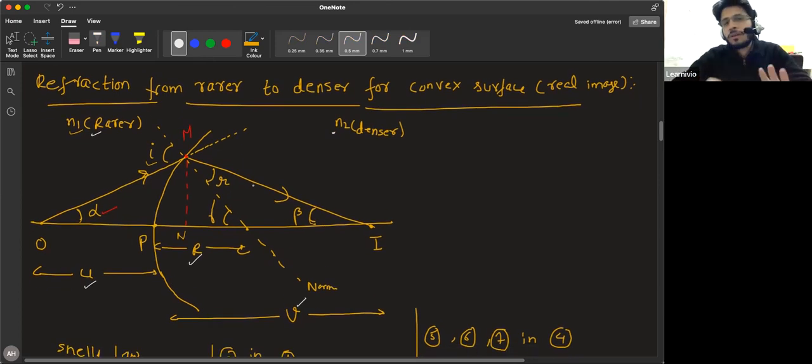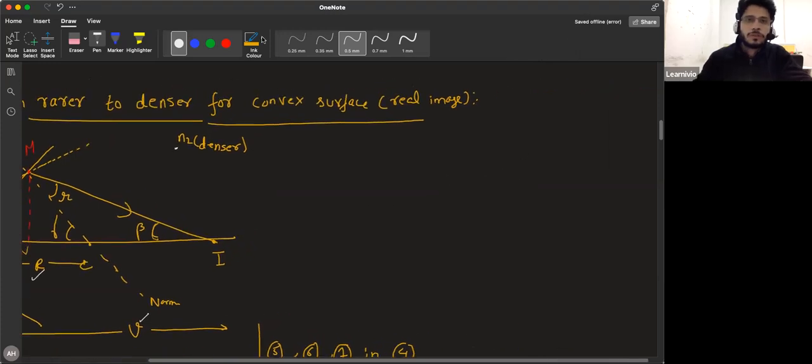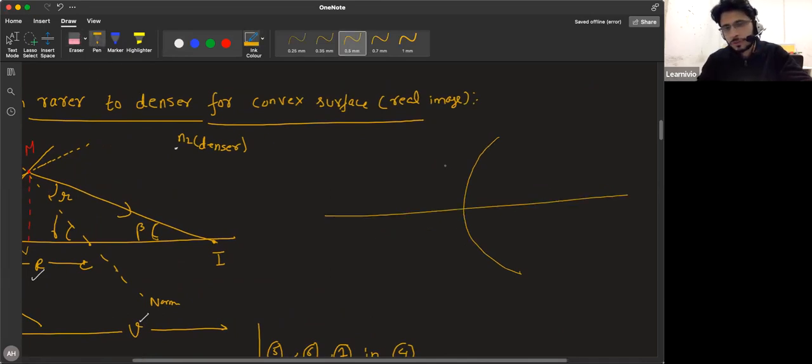See, the best thing about the derivations of refraction is they are repeated. So let's understand this ray diagram first. I'm drawing this ray diagram. It's a very, very simple ray diagram. You have a convex refracting surface. This is the convex surface. This is N1, which is rarer, and this is N2, which is denser.